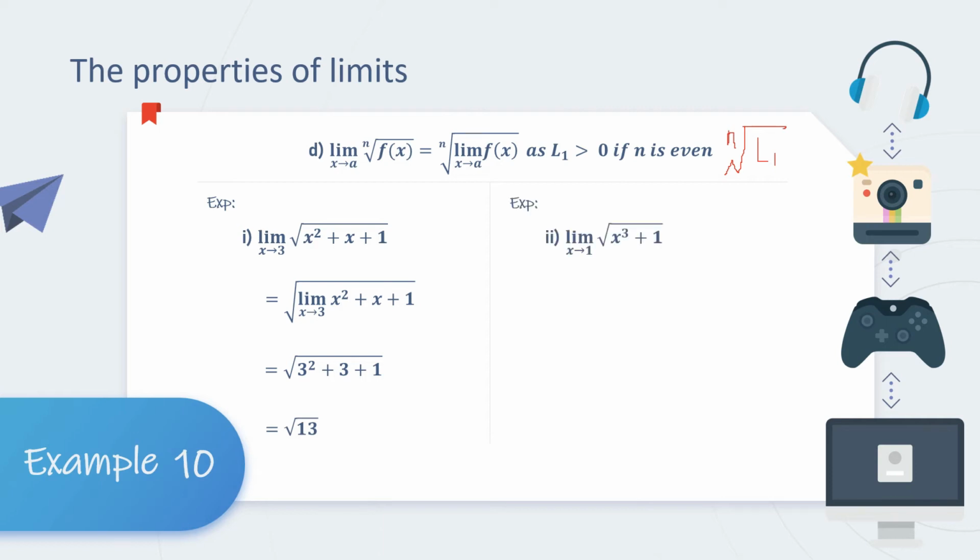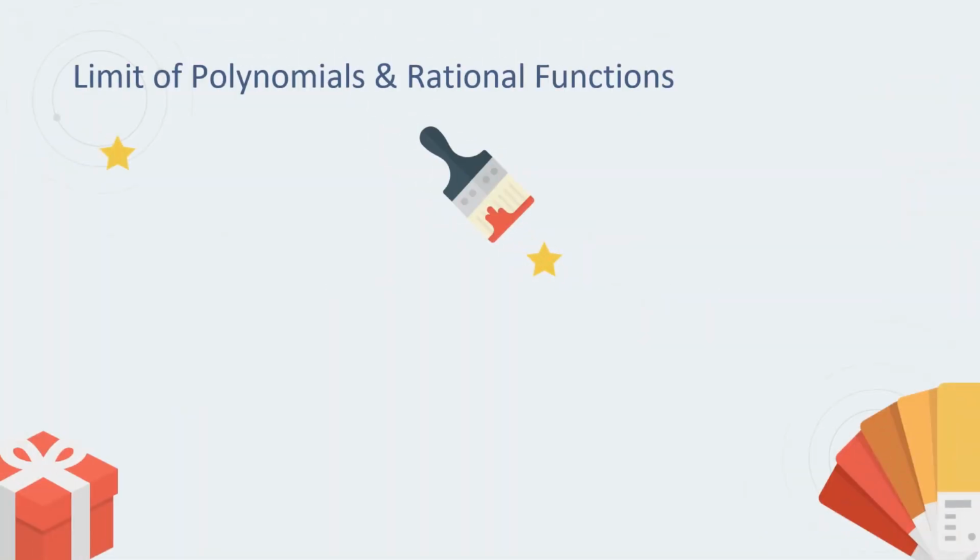Example 2. Given the function, the limit of the square root of x cubed plus 1 when x approaches 1. Substitute the function according to the properties of limits. Substitute 1 into the function and the answer is the square root of 2. Limits of polynomials and rational functions.